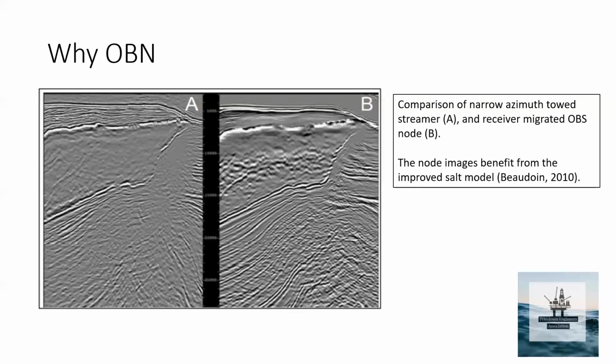And this is an example of the difference in quality. The one on the left is acquired by streamer data, and the one on the right is acquired with OBN. You can see here that the seismic image is better on this side. Also within this layer, the seismic is better quality.